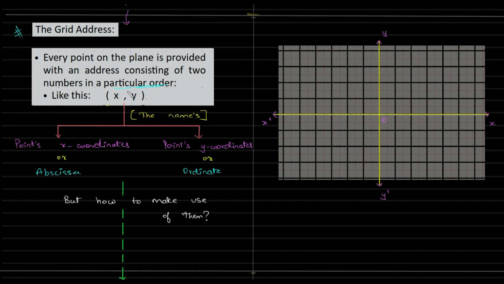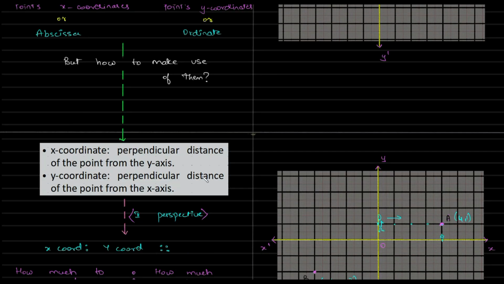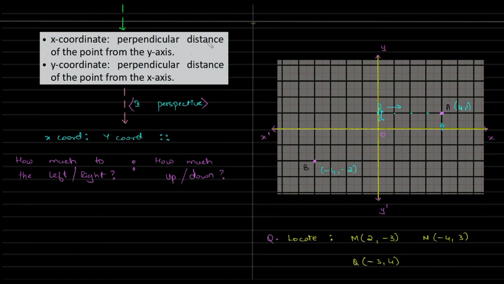Then there is a particular way in which we communicate the address. That is your x coordinate and y coordinate. Always x first and then the y. X is called the abscissa, y is called the ordinate. So x is your perpendicular distance from the y-axis, and the y coordinate is your perpendicular distance from the x-axis. Basically, in simple words, x deals with left or right, y deals with up and down.